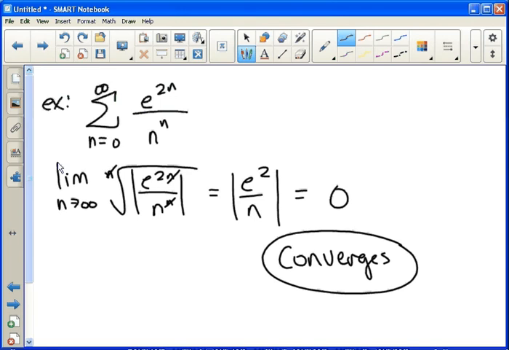The root test is a lot quicker and simpler than the ratio test as far as actually doing the limit, because you do the nth root, which will just cancel out the n's for you, and take the limit. If you're less than 1, converge; greater than 1, diverge; equal to 1, inconclusive.